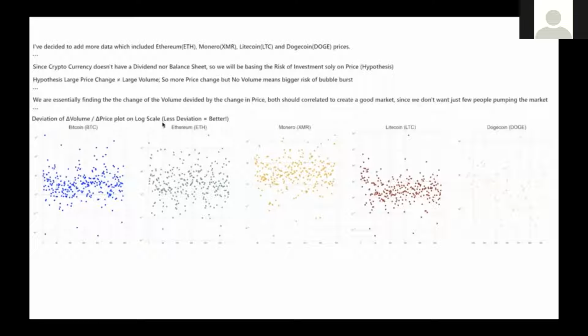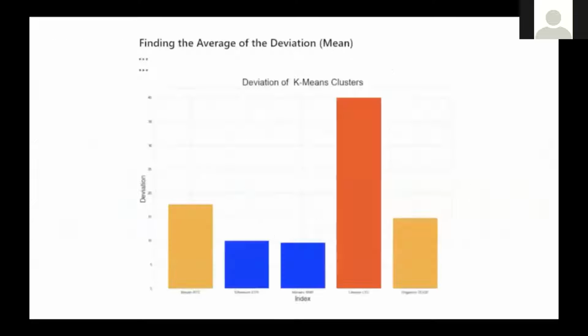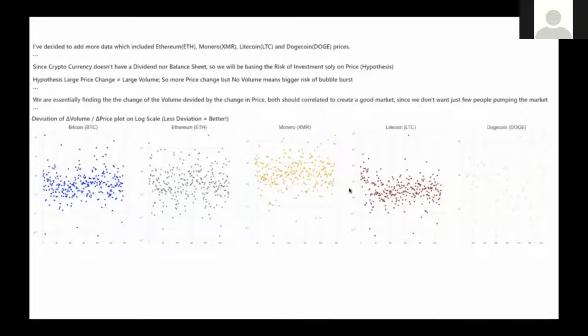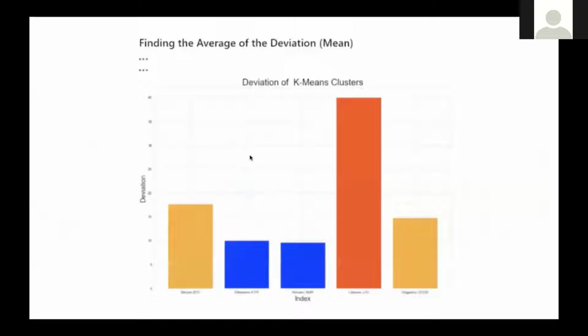Remember, the less the deviation, the better. You want the volume and the price to correlate. So here we plotted them out, and I calculated from the mean, and then did a k-means analysis again to see.